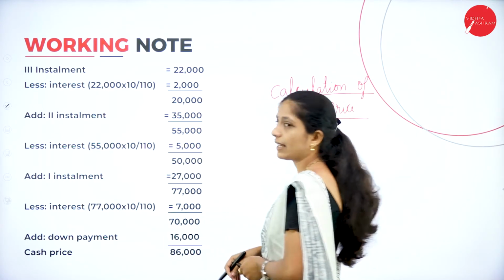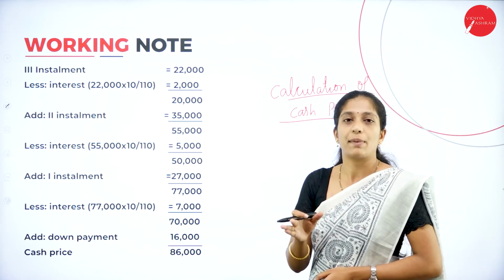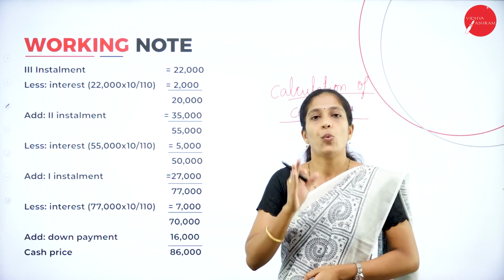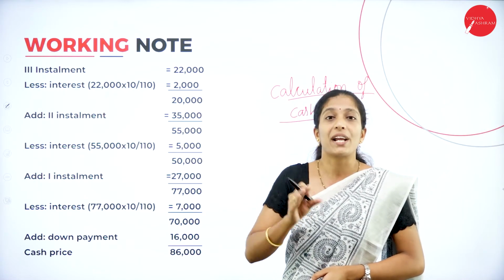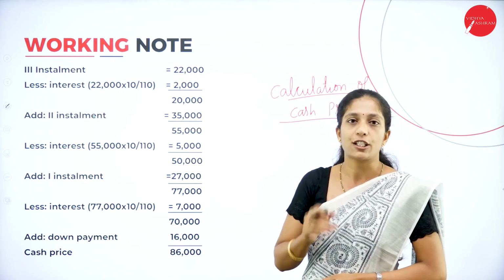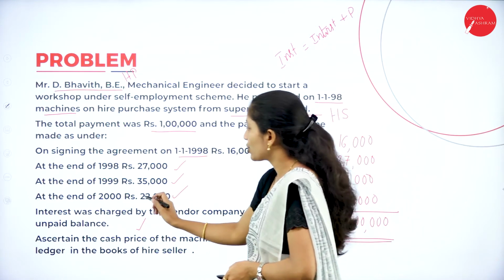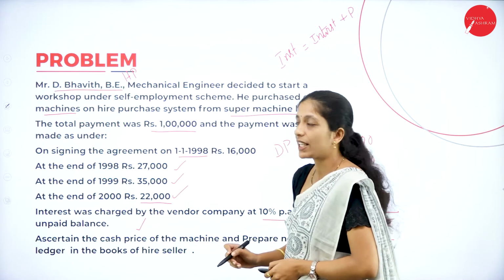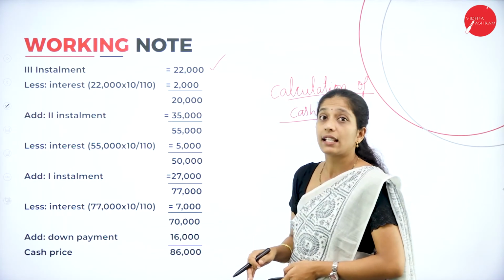So, we have to calculate the cash price of that asset. They have given the installment amount here. You have to be careful. 1 lakh is not the cash price. The total payment to be made along with interest is 1 lakh, but we have to calculate the cash price of the asset. Now, go through the third installment first. What is the third installment? 22,000. So, third installment is 22,000 less interest.